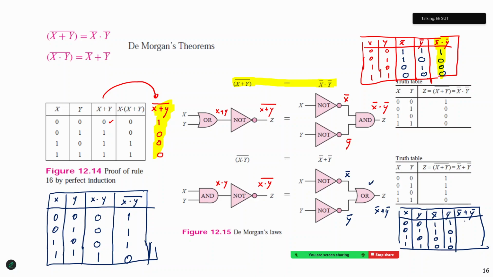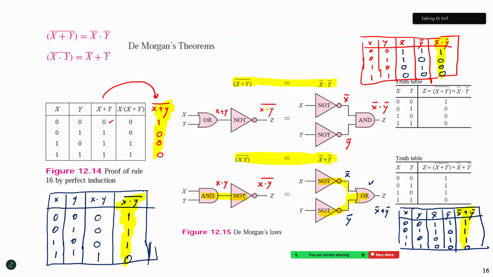1 or 1 is 1. 1 or 0 is 1. 0 or 1 is 1. 0 or 0 is 0. See that we also get this answer, the same as this answer. So this circuit is equivalent to this circuit. So just to prove that (x and y) inverse equals x inverse plus y inverse here.